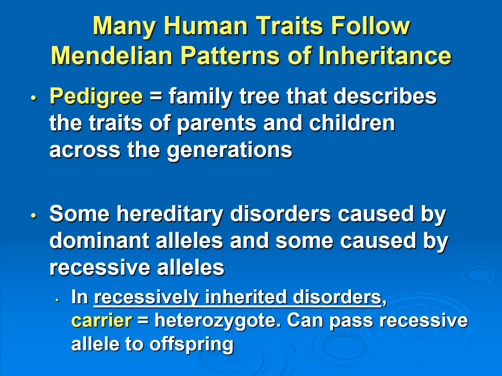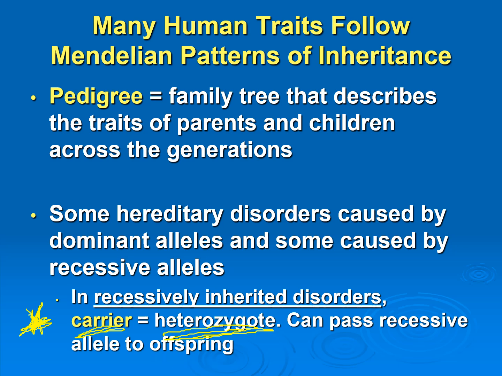Okay, the other thing that we can look at are pedigrees. So these are just family trees that show the traits of the parents and the children across the generations. Some hereditary disorders are caused by dominant alleles and some are caused by recessive alleles. And as we talked about before, if we've got a recessively inherited genetic disorder, then a carrier would be a heterozygote. So they would be able to pass on that recessive allele to their offspring.